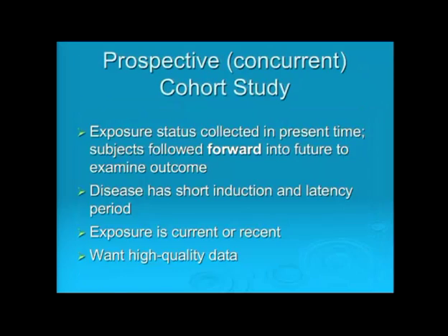All right, so let's talk more specifically about each of them. So in the prospective concurrent cohort study, like Framingham, we begin with an exposure status that's collected today, the day we're starting our study, and we follow subjects forward in time and examine them for an outcome. This kind of study is best if the disease has a short induction and latency period, meaning you have the exposure, you get the disease, and it's diagnosed within a short period of time.